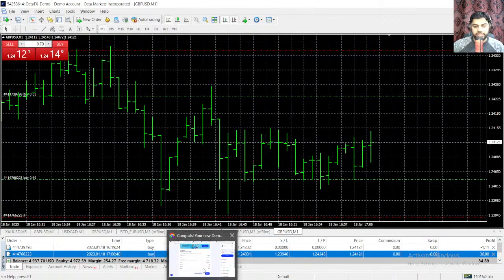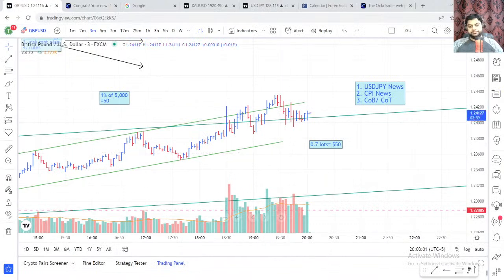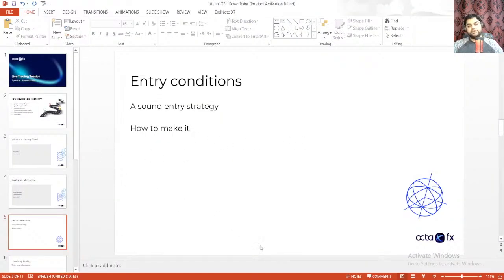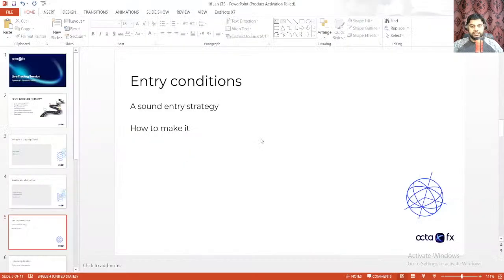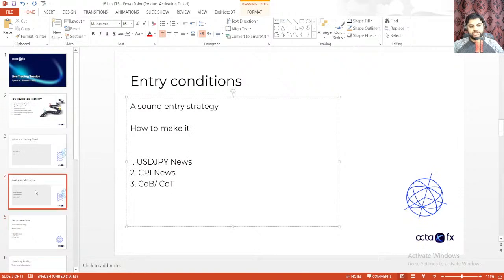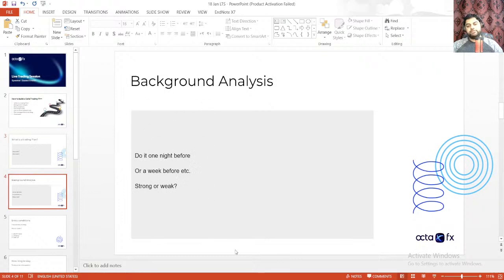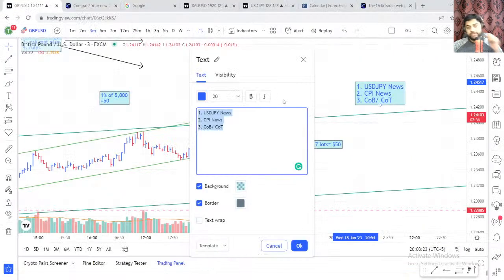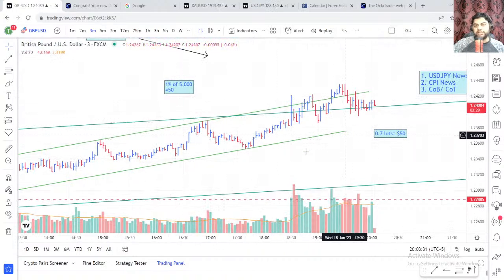All right, so now I will go ahead with the lecture. So the lecture is, as I told you, about a trading plan. But now I want to just note down these points so that they don't escape me when I'm done with my lecture contents. Okay, so we already made this plan, and then I told you that we have to conduct a background analysis, and we also did this background analysis by going to the higher time frame. First you go to the higher time frame, and then you analyze where the market is going.